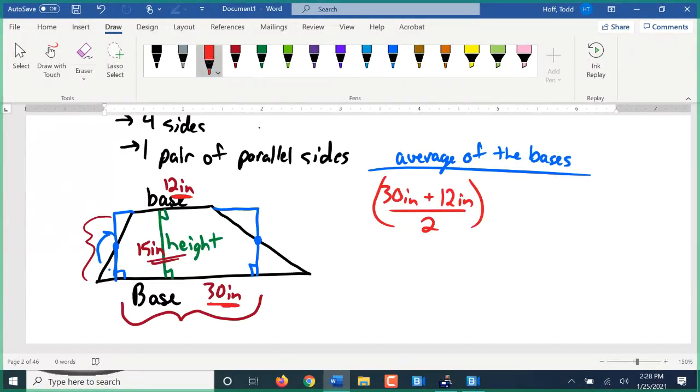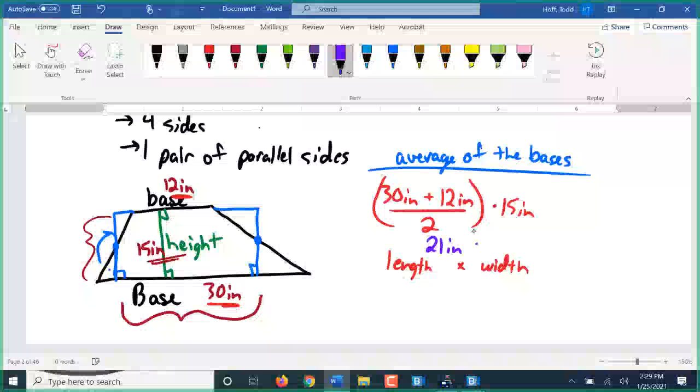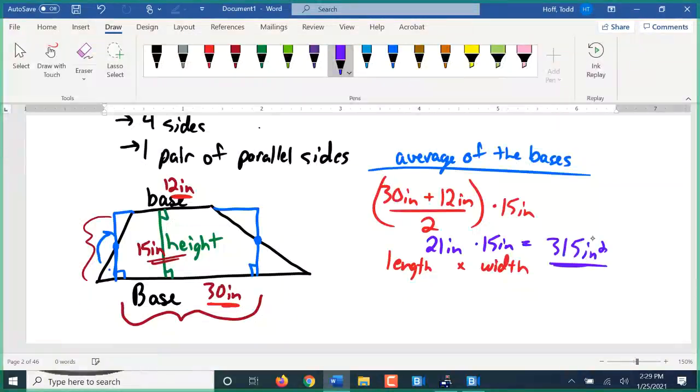And then, of course, that's the length of the related rectangle. We still have to multiply by the width or the height, 15 inches. So 30 plus 12 is 42, divided by 2 is 21, times 15 is 315 square inches.